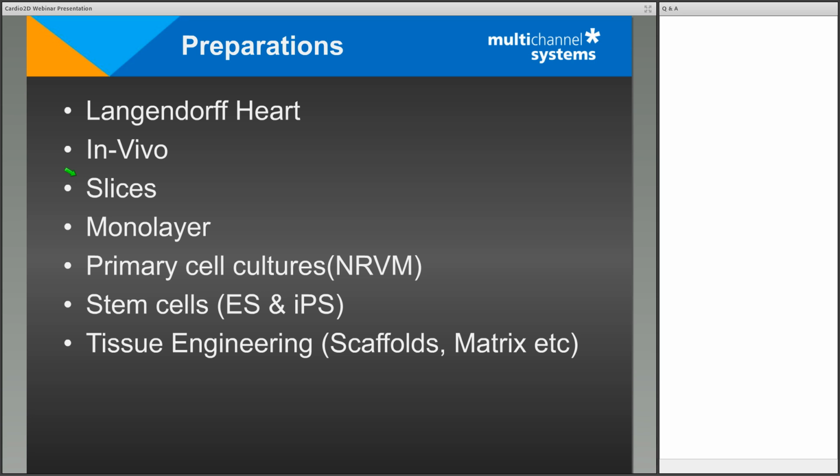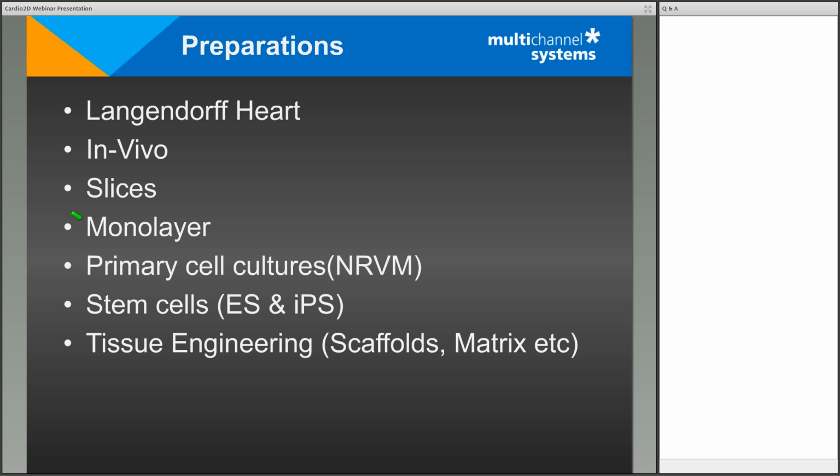The easiest system is a monolayer of cardiomyocytes cultured on a microelectrode array that can be primary cell cultures like neonatal rat ventricular cardiomyocytes, chicken cardiomyocytes, or it can be stem cell-derived cardiomyocytes, such as embryonic stem cell or iPS-derived cardiomyocytes.